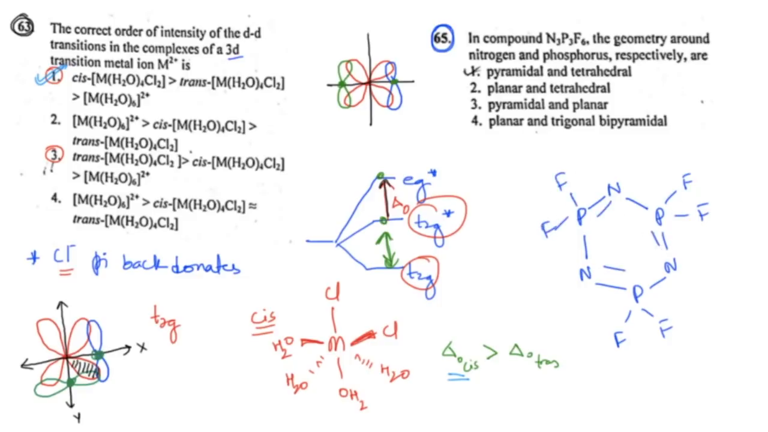Now if you see the coordination number, you can easily find out that nitrogen is sp2 hybridized, and it will be planar. So the geometry around your nitrogen will be planar, whereas the geometry around your phosphorus will be tetrahedral. So the answer should be option B, where the geometry around nitrogen and phosphorus are, respectively, planar and tetrahedral.